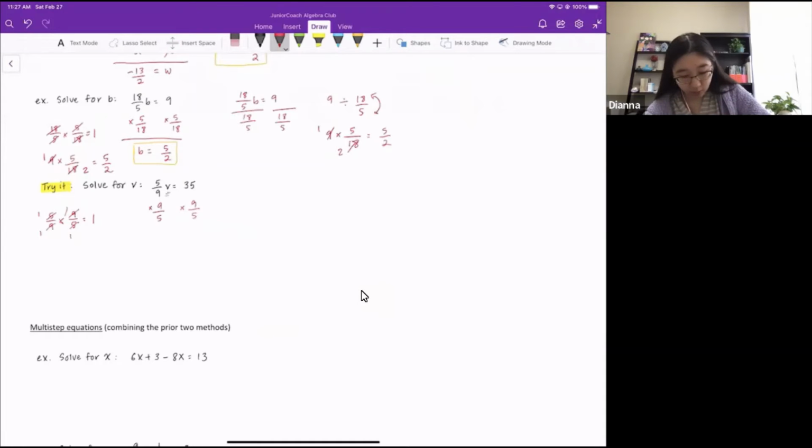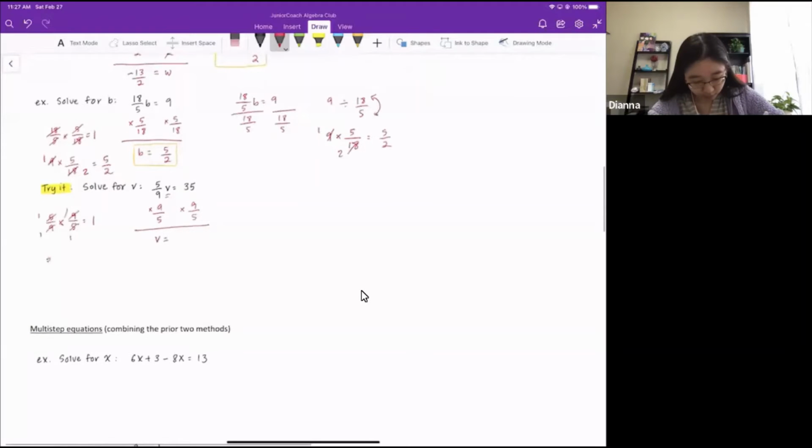So v, there's a 1 in front of it now. So that's why it's okay to do this. v equals, okay, and then I'm going to do the same to my other side. So 35 times 9/5, and if it's confusing to you, I like to write it off to the side so it's a little bit more clear.